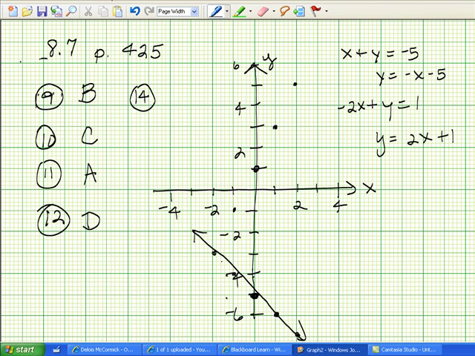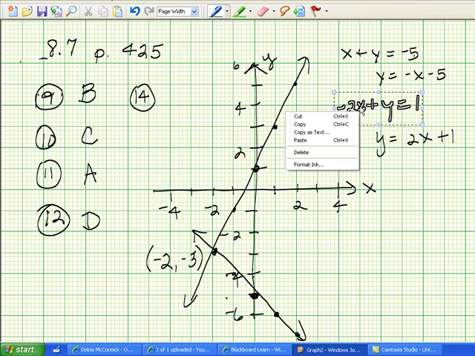Okay, so this point is -2, negative 2.5. No, negative 3. Because that's negative 4. So that's negative 2, negative 3. So negative 2 plus negative 3 equals negative 5. And negative 2 times negative 2 would be 4. Plus negative 3 would equal 1. So that's correct.